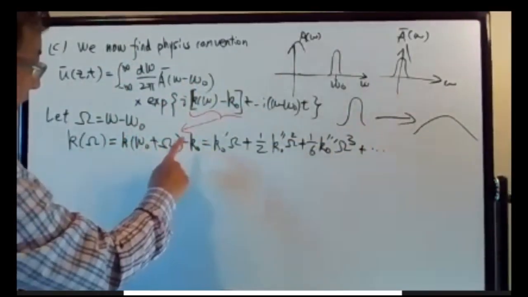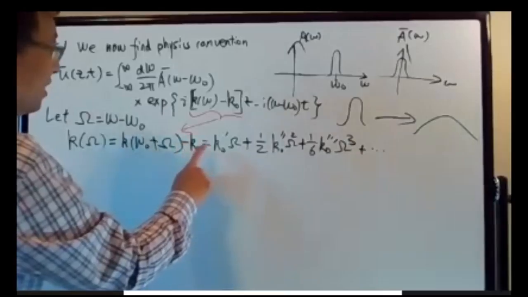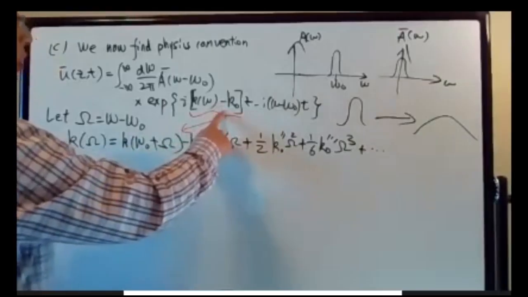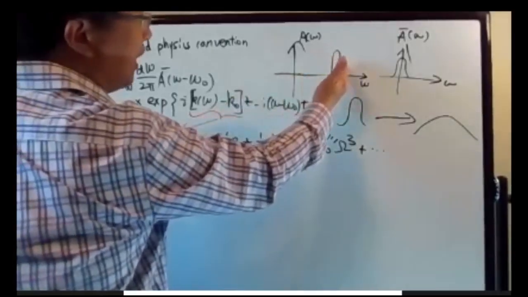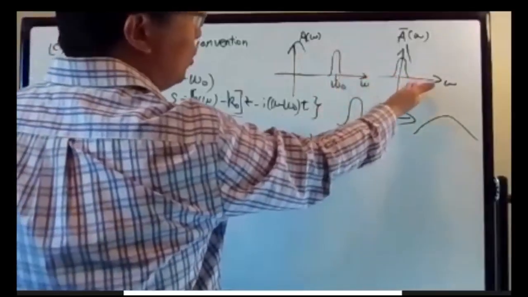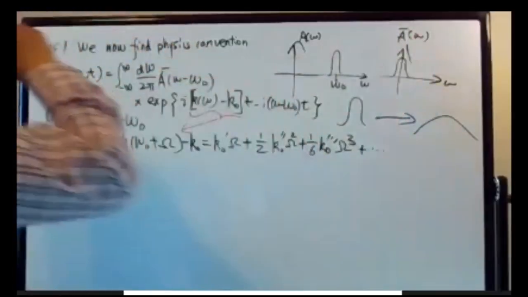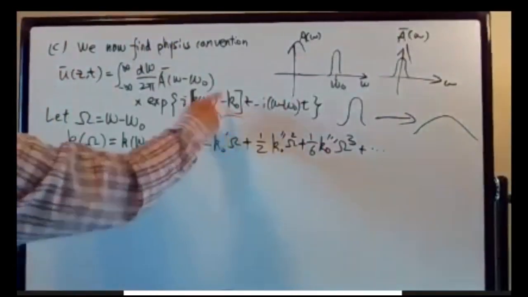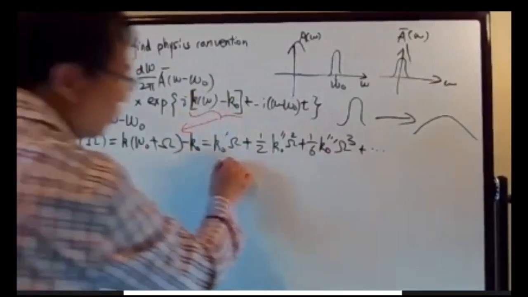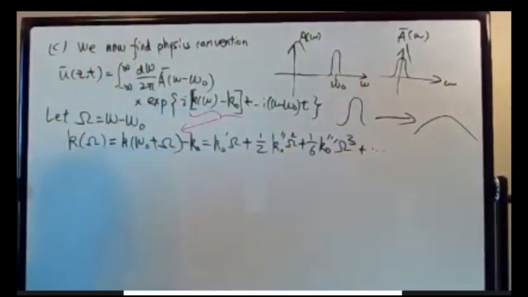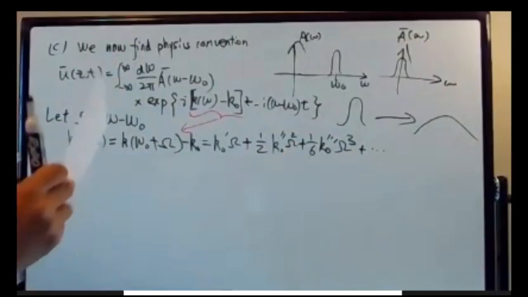In the Taylor expansion, we have k naught on the right-hand side. But we want to shift the center frequency, right? We remove the center frequency, the carrier frequency, so our pulse is centered at omega equal to 0. So we subtract k naught, because what remains on the right-hand side is the rest of the Taylor expansion. Okay, let me move on.